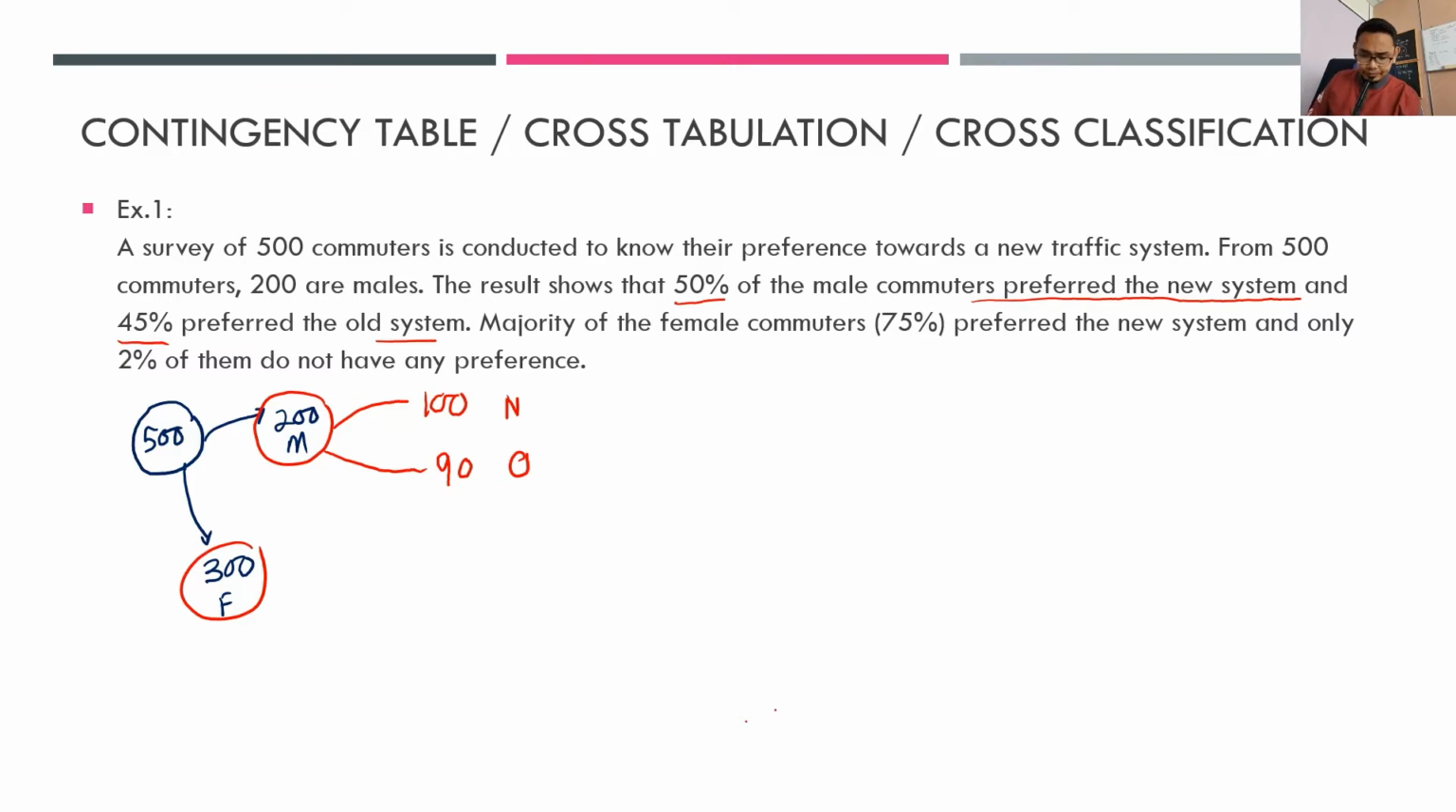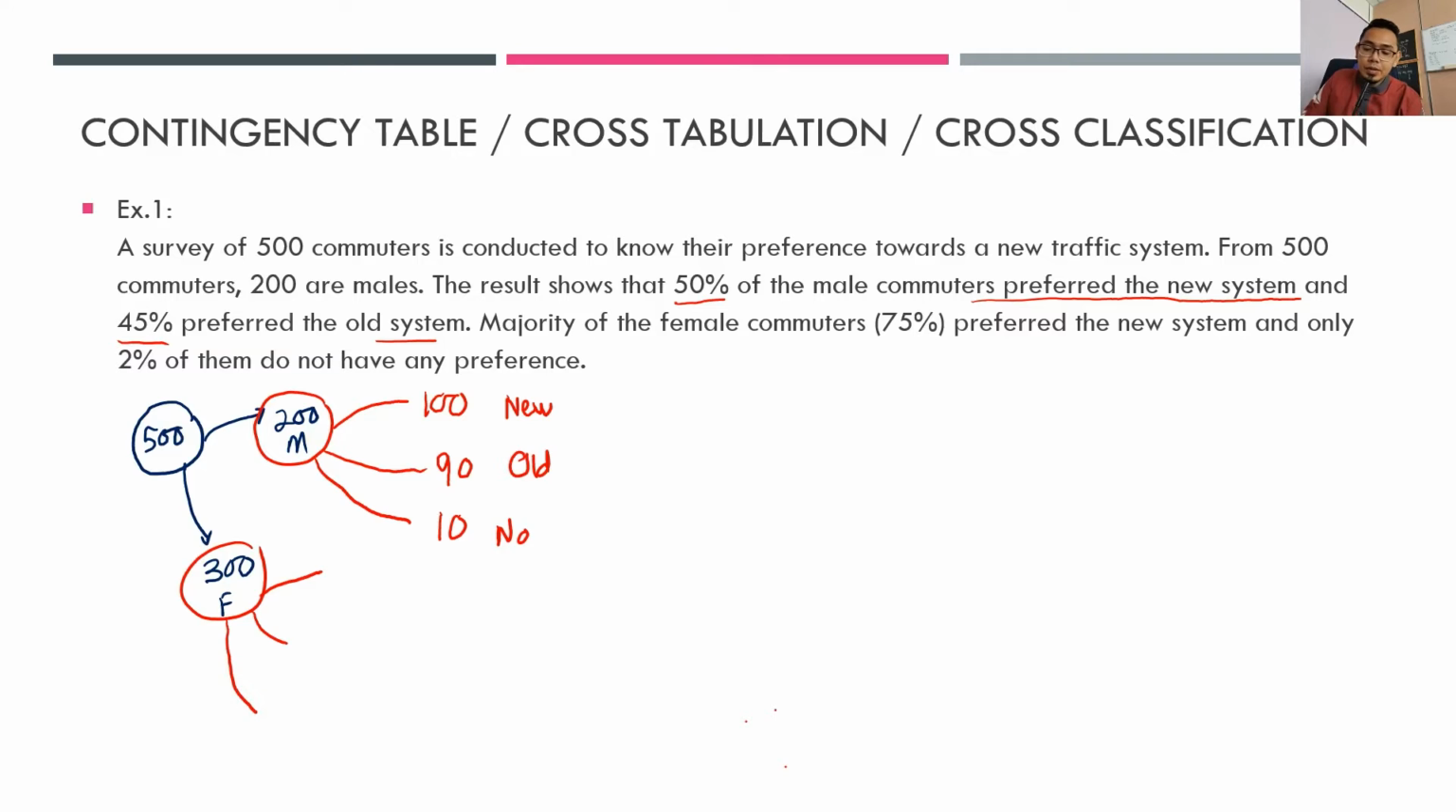And those without preferences will be 10 people, right? How do I write this? All right, this one is new, old, no preferences. So 10 male commuters there. Right, and then we have to do the same thing for female.